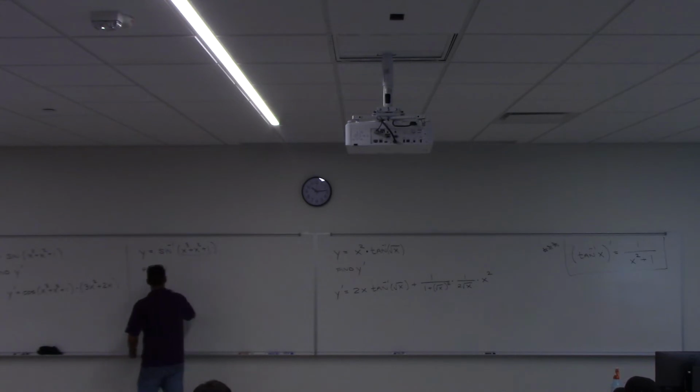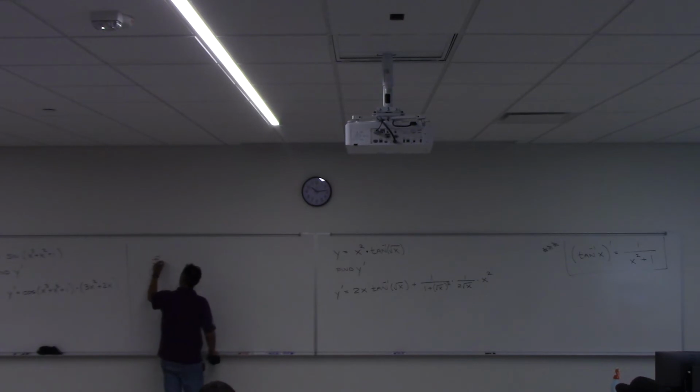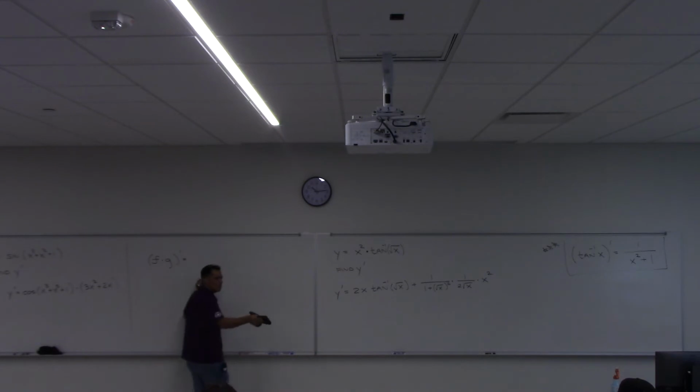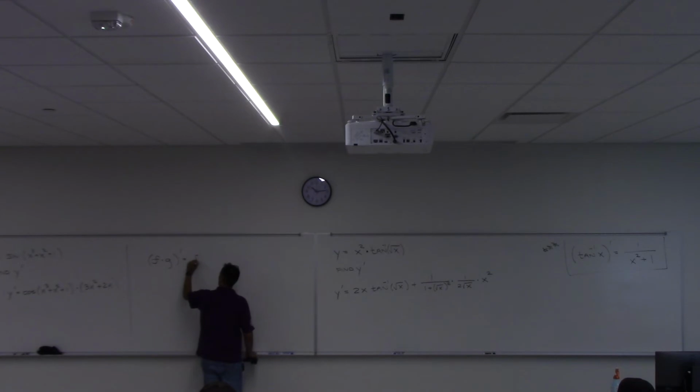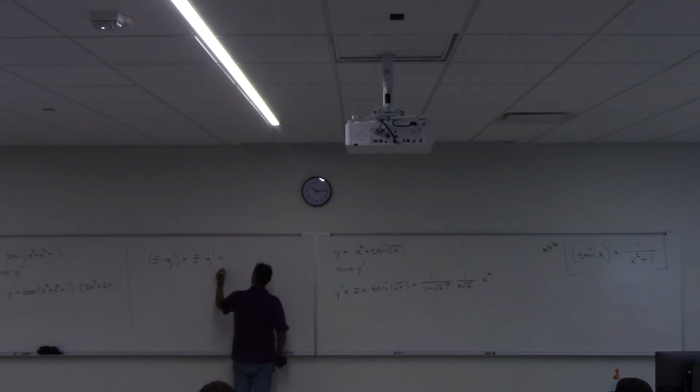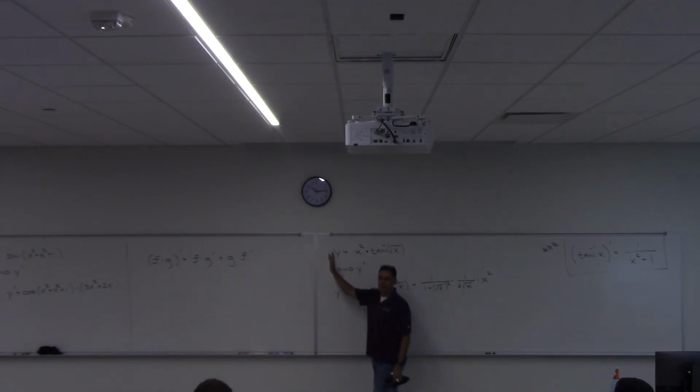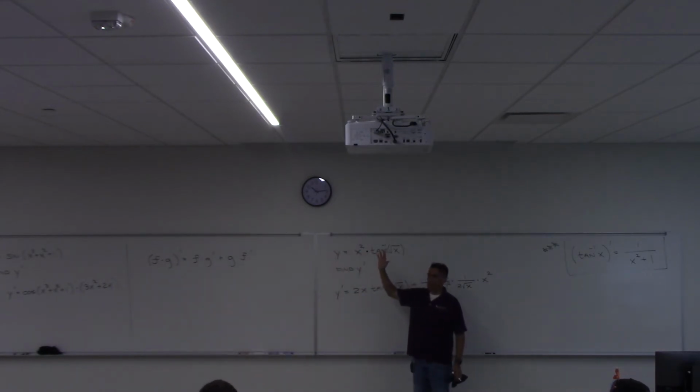So hold off, time out. A lot of you were taught that if you have f times g and you want to take the derivative, you were taught what? G prime first? No, f first times g prime? Is that what you do? Yes. And then add to that, what? G times f prime. Show of hands, how many of you learned that way? Almost all of you, okay.